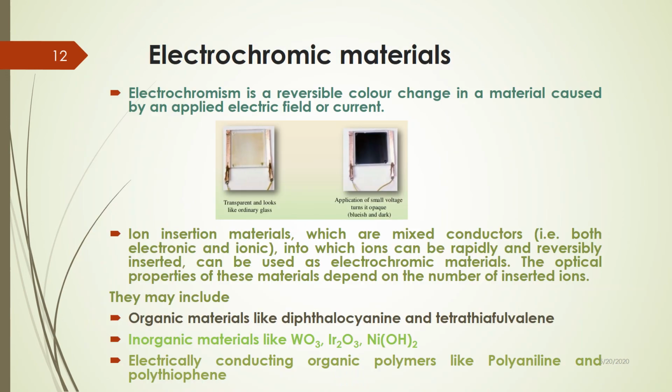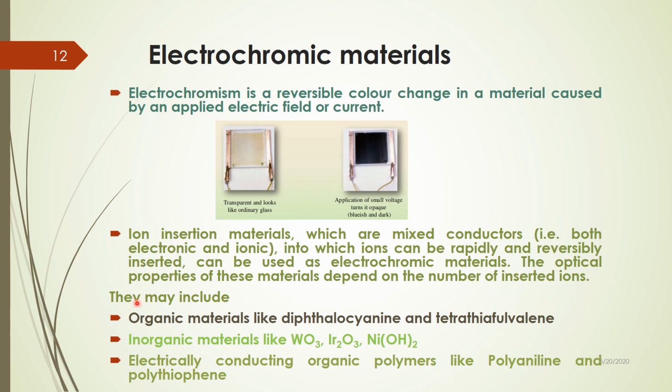Next chromogenic material is electrochromic material. Electrochromism is a reversible color change in a material caused by an applied electric field or current. This is a transparent electrochromic material. It looks like ordinary glass. When we apply a small voltage, it turns opaque and dark bluish in color. This type of material is known as electrochromic material.